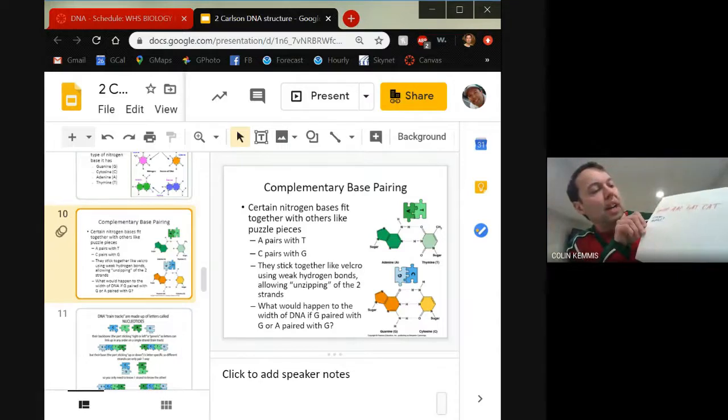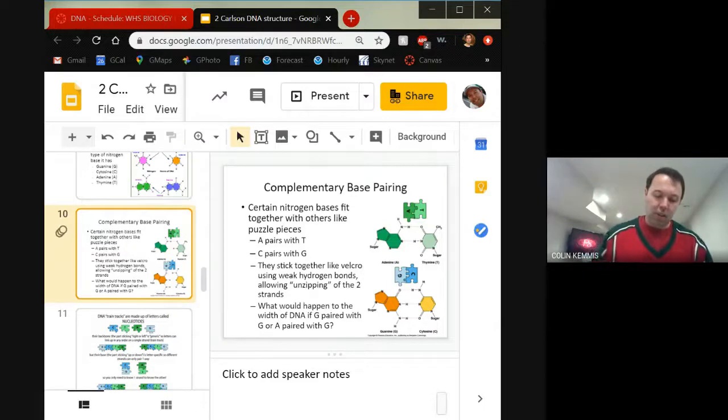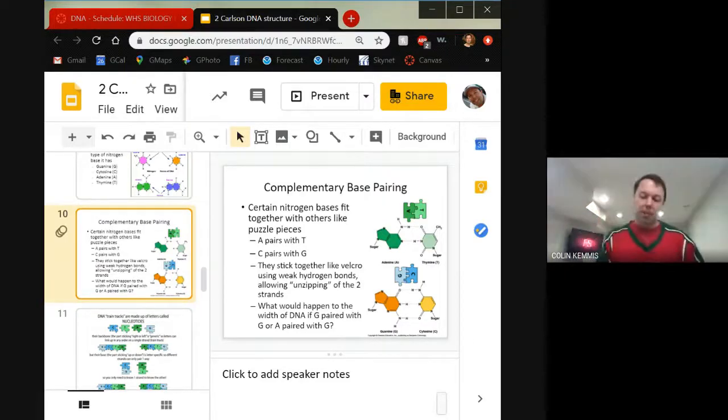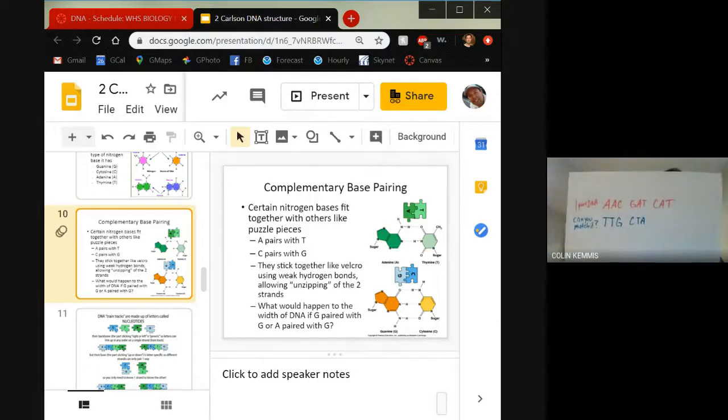So let's see, we got AAC, GAT, CAT. Well, I know A goes with T. Let me grab a marker here. You can practice at home too. T, T, G. Look, those are the first 3 letters of the complementary strand. Could you figure those out? Do you see what's happening here? Let's try the next 3 letters. We have GAT. What does that go with? What would that complement with? G goes with C, A goes with T, T goes with A. Did you get that one?